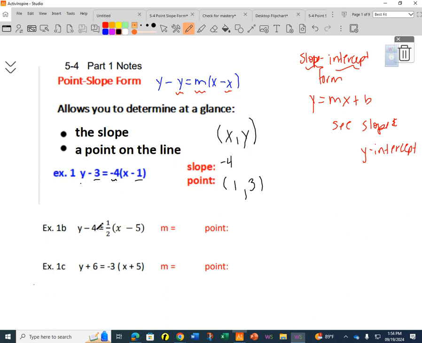So for example 1, the slope is pretty easy. At a glance, you can see the number on the outside of the parentheses. The point's got to be an ordered pair. So this is the y coordinate, it's minus a positive 4, so it goes in the y spot. Remember, this is the x, this is the y. X minus the x coordinate, minus a positive 5. Pretty straightforward. Doesn't look quite right though.